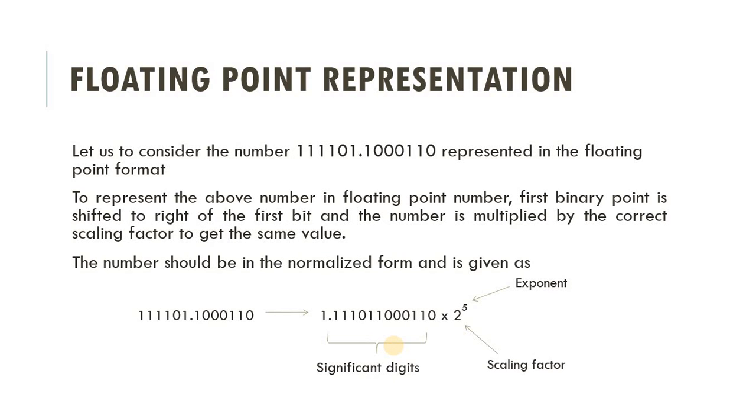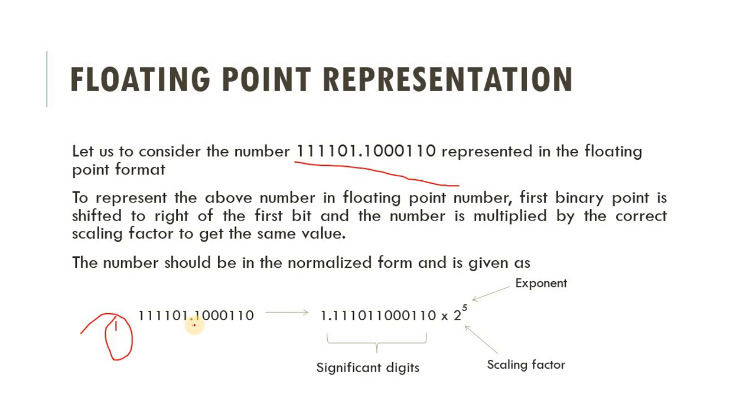Let us consider the binary number 111101.1000110 represented in floating point format. To represent the above number in floating point, first the binary point is shifted to the right of the first bit and the number is multiplied by the correct scaling factor to get the same value. The number should be in normalized form. Now let's calculate it. The first step is to write this number as it is.